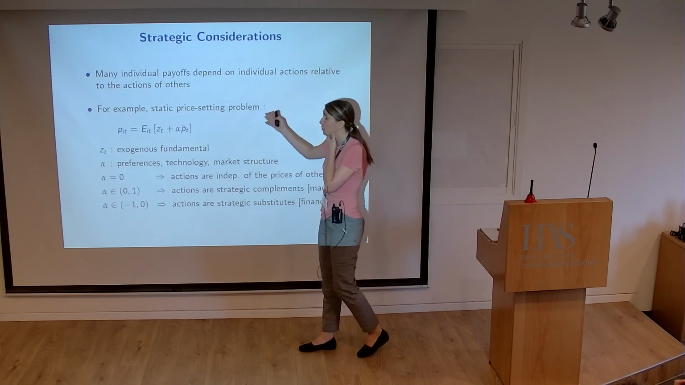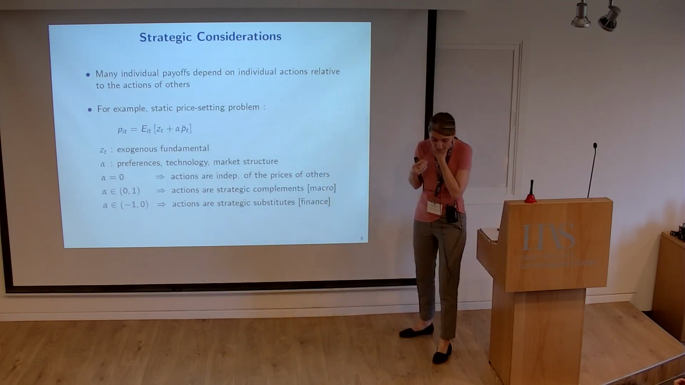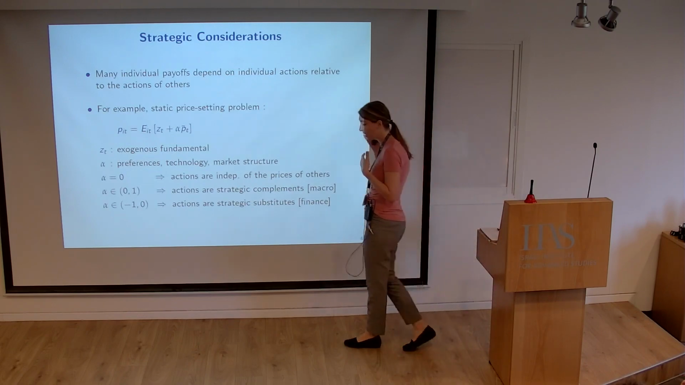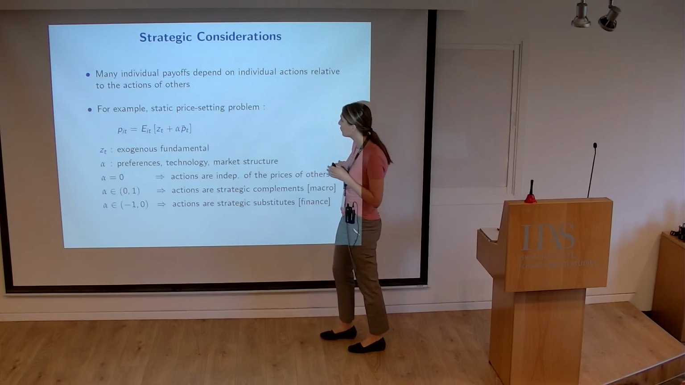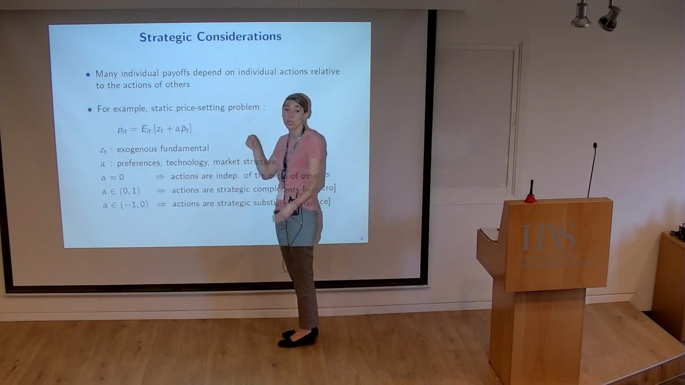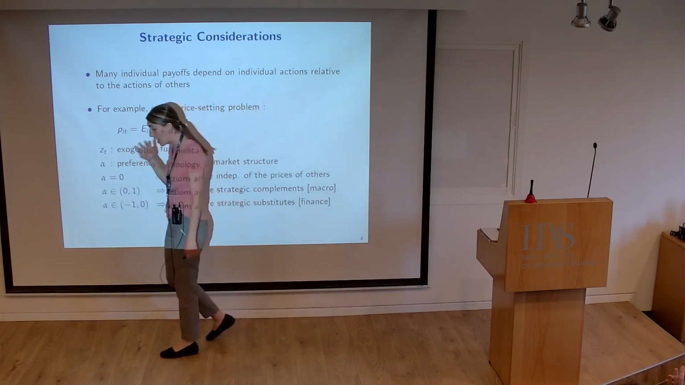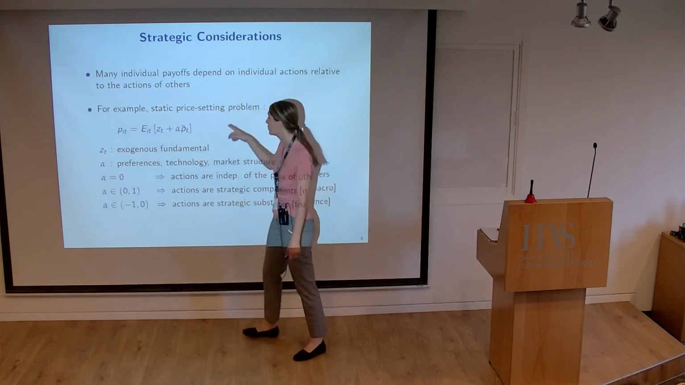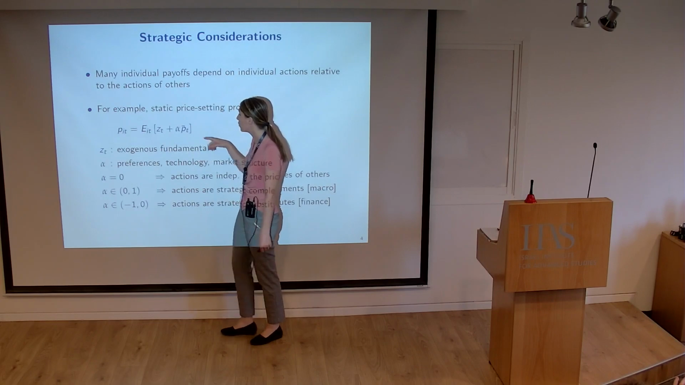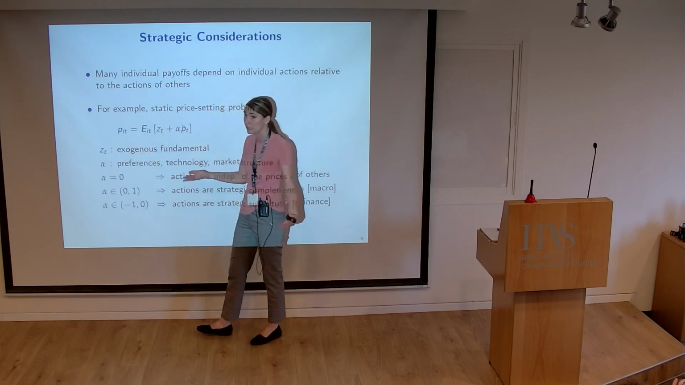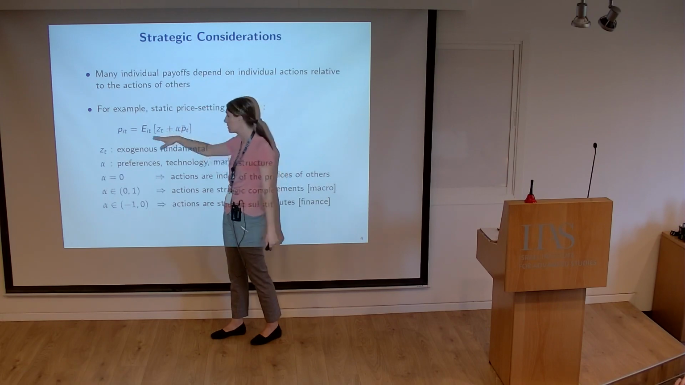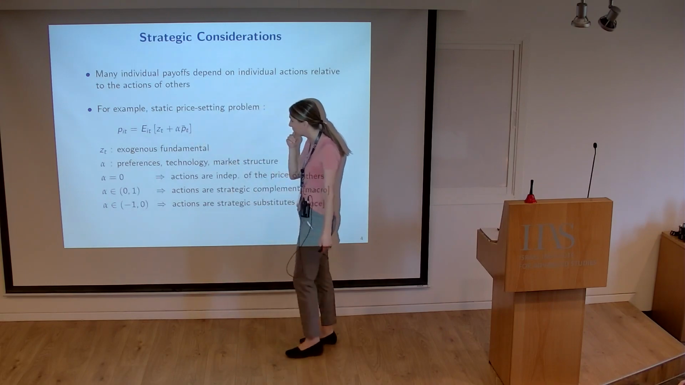Many individual payoffs in many contexts depend on the actions of others, not just on some exogenous fundamental that you can track like we were doing yesterday. So for example, I can set up the static price setting problem just like I did yesterday, where the optimal price depends on the firm's own idiosyncratic market conditions and then the state of the aggregate economy. You can express that in a nice compact form, saying that the optimal price that this firm is going to set in a static context, let's forget about menu costs and dynamics, so just think about a firm setting its price period by period.